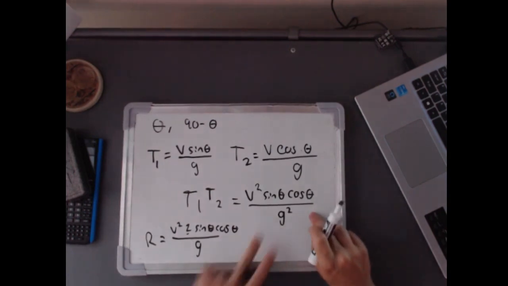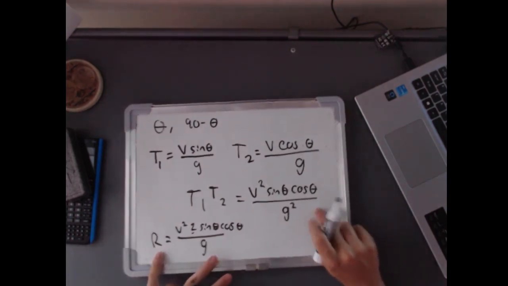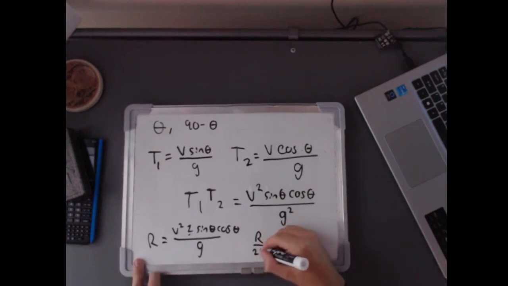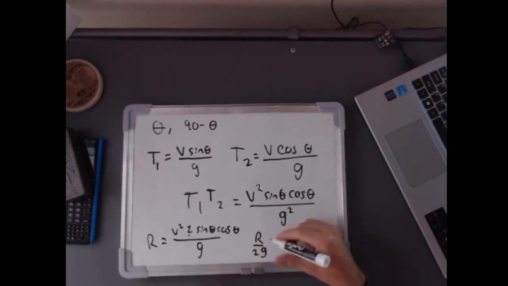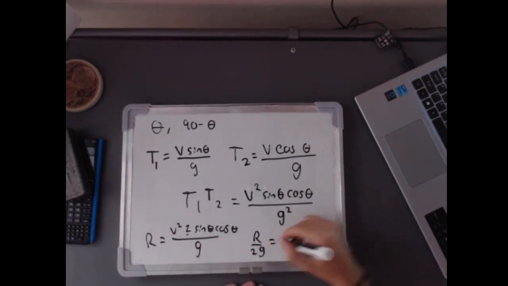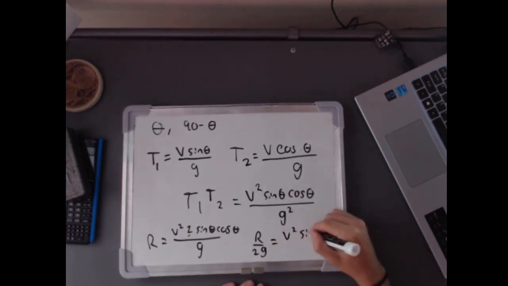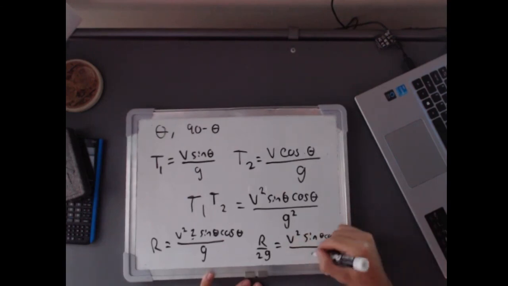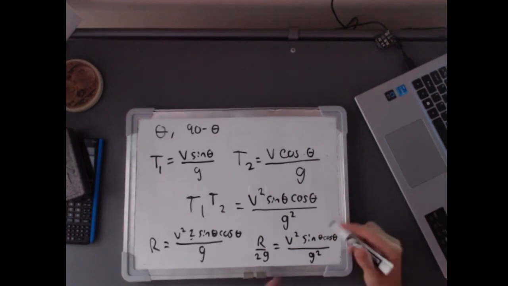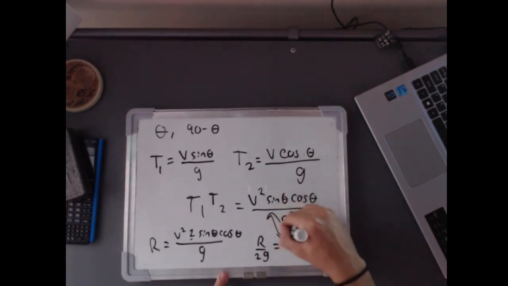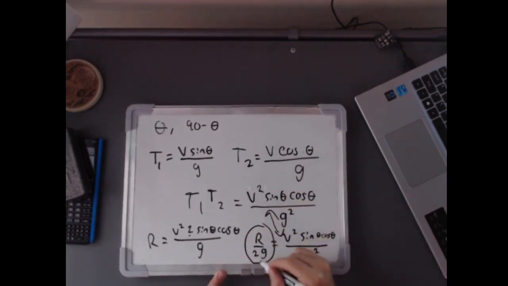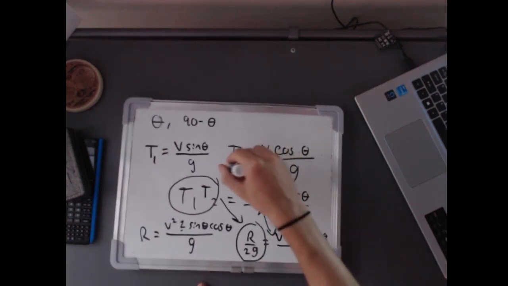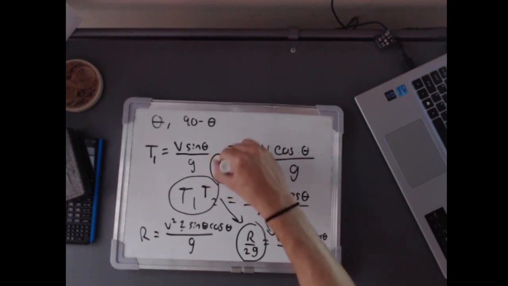Basically, if we want to put this in terms of R, we need to say R divided by 2 and also divided by g. If we divide by 2g, that's going to be v squared sine theta cosine theta over g squared. This is equal to this, meaning R over 2g is equal to T1 times T2. And that is answer D, bubble D.